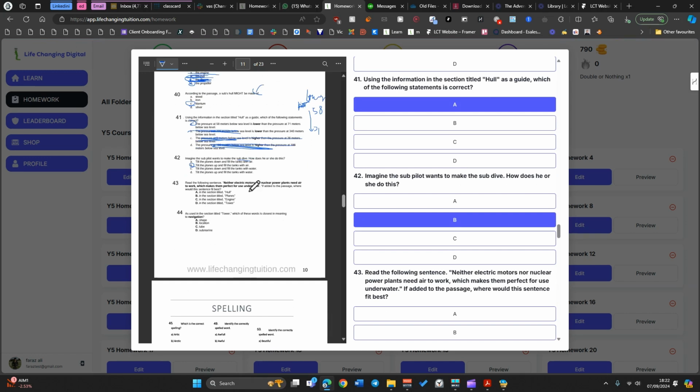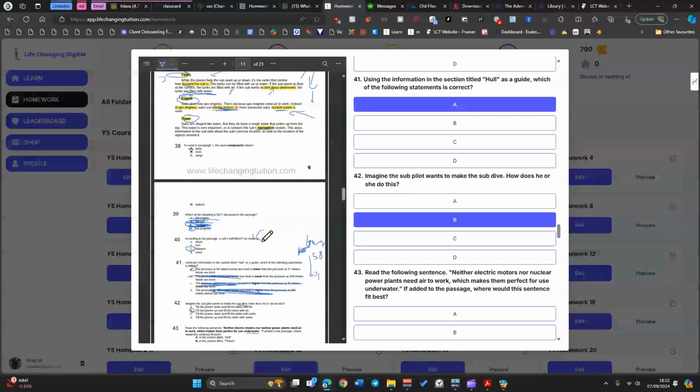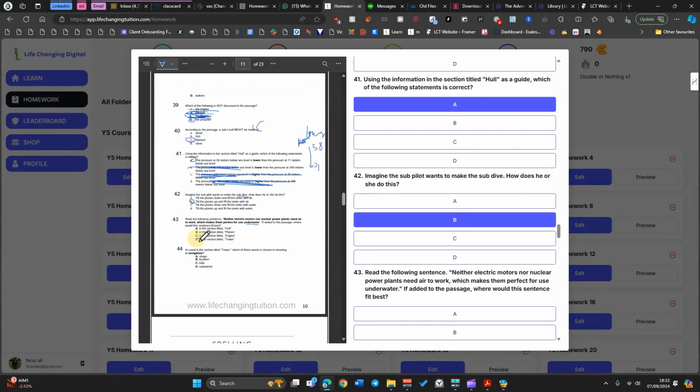Question 43. Read the following sentence. Neither electric motors nor nuclear power plants need air to work, which makes them perfect for use underwater. If I added it to the passage, where would this sentence best fit? So we actually talk about nuclear power in the engine section. So it's talking about nuclear power and electric motors. So putting the sentence in there would make the most sense, and it would actually work in the context. So what is that? Engine. Option C.